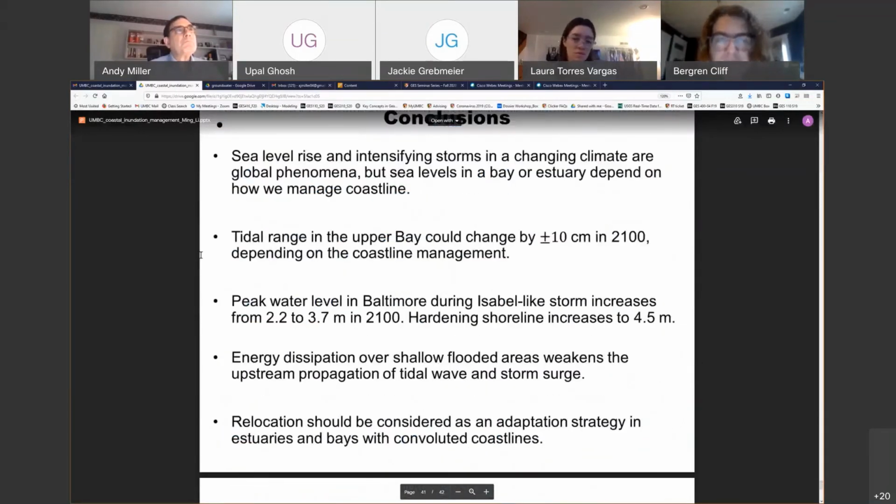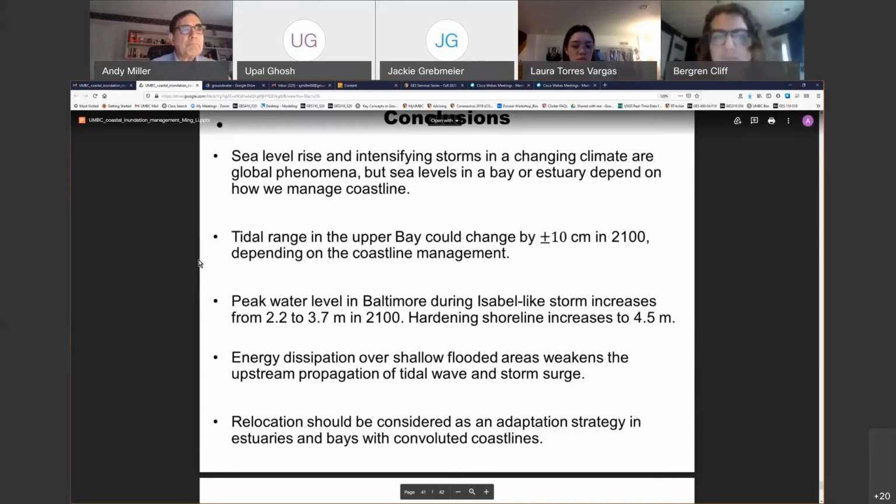So, to conclude, sea level rise and intensifying storms in a changing climate are global phenomena, but it's not something we cannot do anything about. How we manage a coastline in a bay like Chesapeake Bay can affect what kind of storm surge or tide we get. The tidal range in upper Chesapeake Bay can increase or decrease by 10 centimeters, depending on how we manage the coastline. And peak water level in Baltimore, in a storm like Isabel, can increase from 2.2 meters to 3.7 meters in 2100. If we raise the shoreline, it will increase further by about 0.8 meters. So again, how we manage the coastline matters.